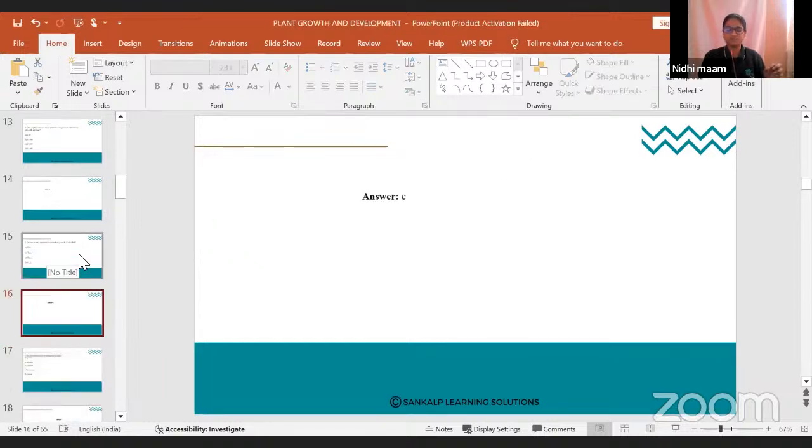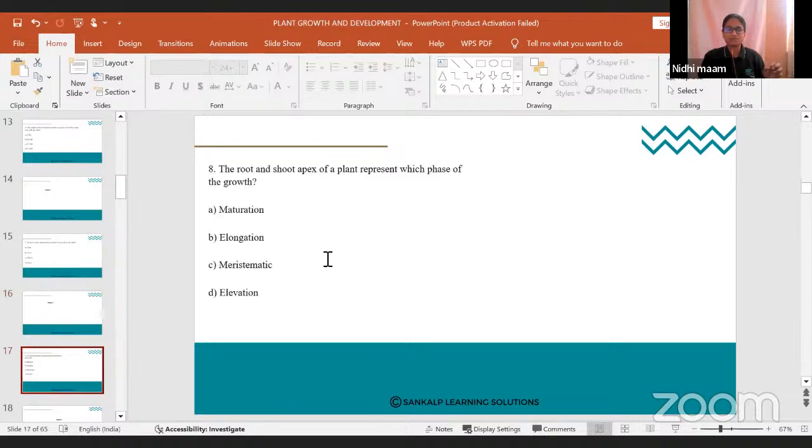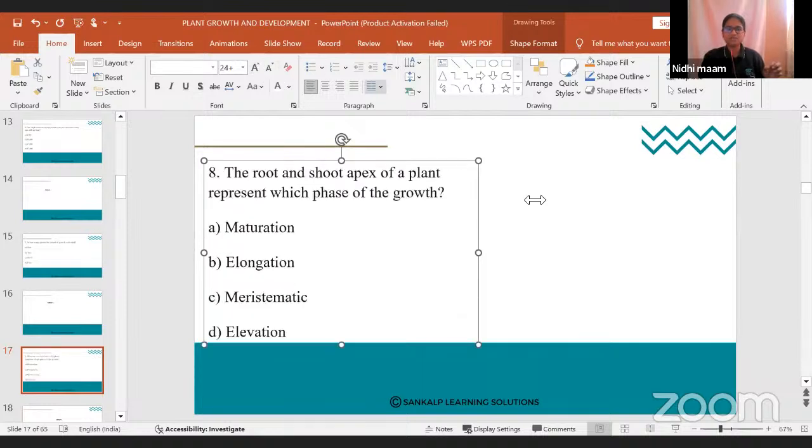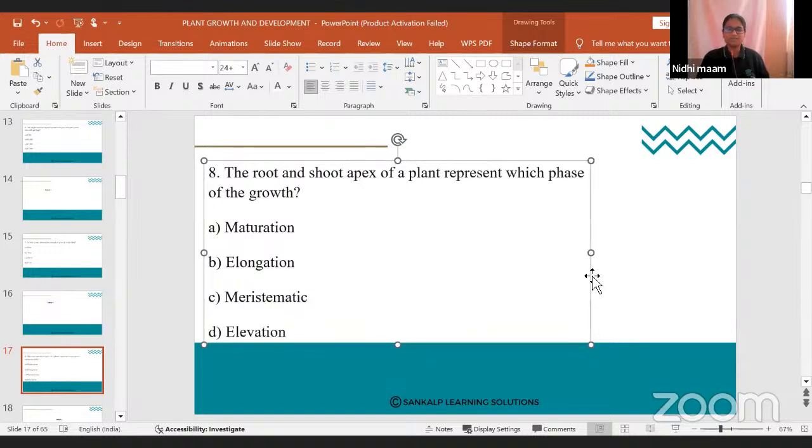We see three phases of growth. Next question. The root and shoot apex of a plant represent which phase of the growth? A. Maturation, B. Elongation, C. Meristematic, D. Elevation. Yes, Aishwarya and Kadrolli Mahesh are active on YouTube. The quick response is given by Varun Raj, Bhuvan, Jyoti, Sharath, Madan.